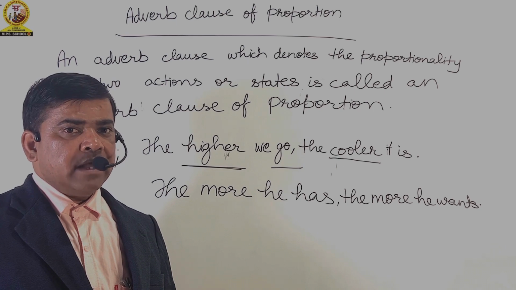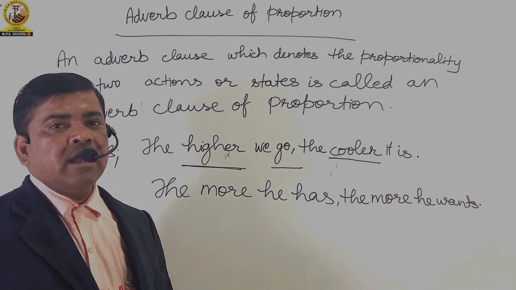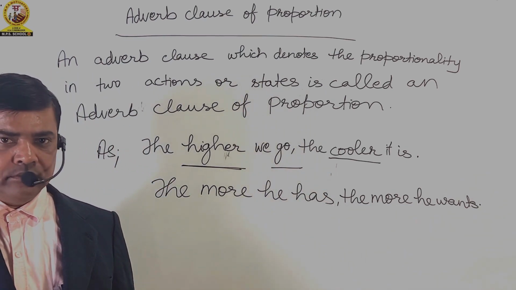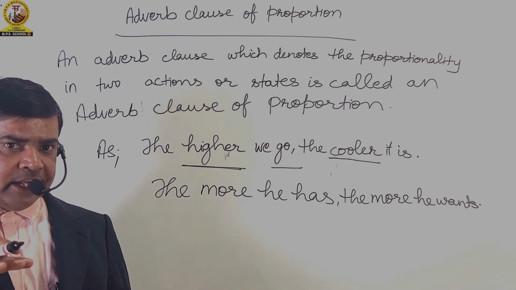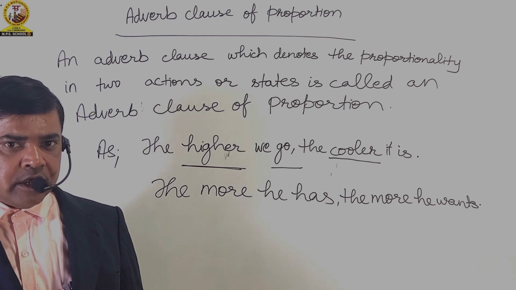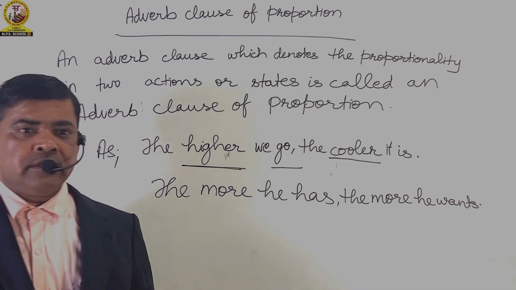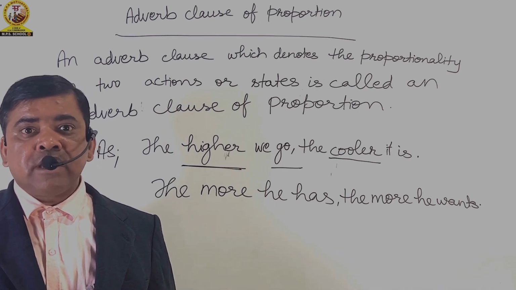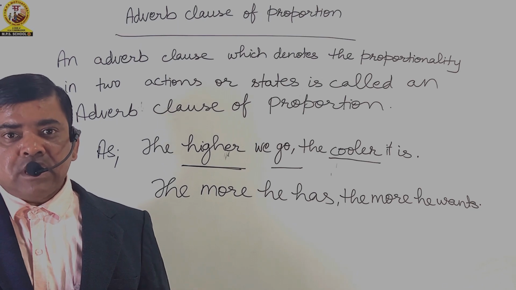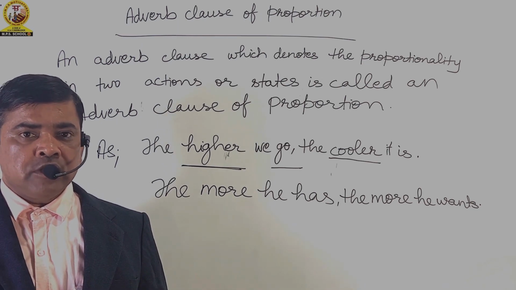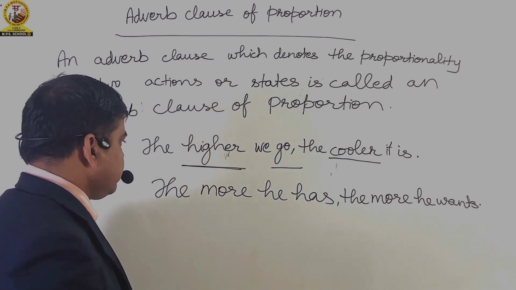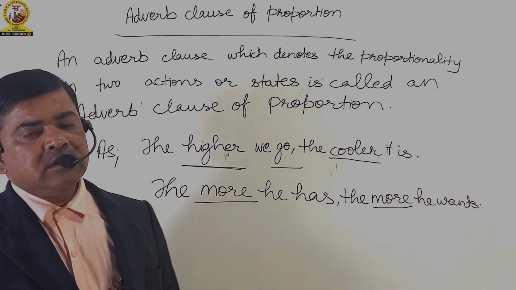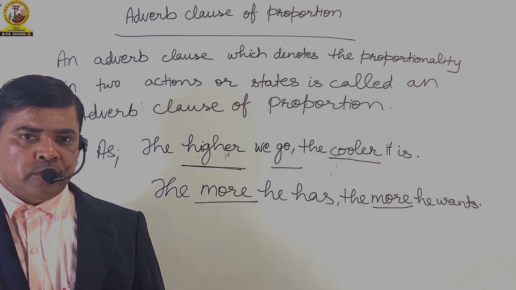जितना ज़्यादा उसके पास है उतना ही ज़्यादा वह चाहता है. होने और चाहने की प्रोपोर्शनलिटी दिखाई जा रही है यहाँ, दोनों ही एक लेवल में है. जैसे कि किसी के पास 1 करोड़ है और वह चाहता है कि 1 करोड़ और हो जाए. 1 करोड़ रुपया है और वो चाहता है कि 1 करोड़ रुपया और हो जाए. एक गाड़ी है और वो चाहता है कि एक गाड़ी और हो जाए. In such a condition we use an adverb clause of proportion. So here more, here also more, both are denoting the adverb clause of proportion.